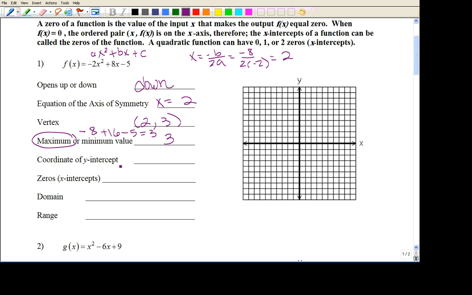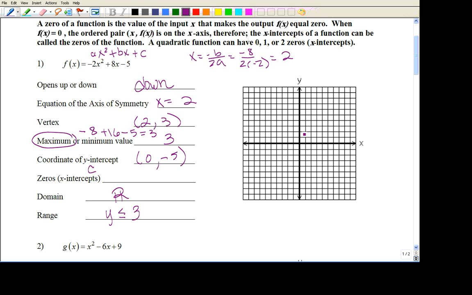The coordinate for the y-intercept always matches the value for c. So we'll have the x value being 0, and the y value is our c, which here is negative 5. For the x-intercepts, we'll get back to that in just a second. The domain, of course, will be all real numbers, and then the range. It opens down, so it's going to be y is less than or equal to our maximum value, which is 3. So let's graph this.